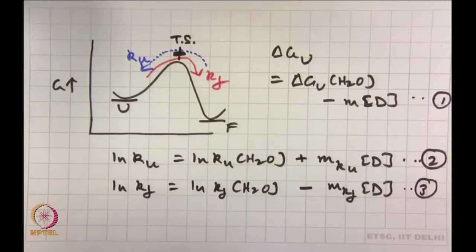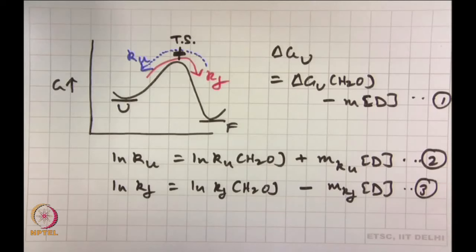Now, tell me, is this equation logical or not? The previous equation was: if I go to a higher concentration of denaturant, my unfolding rate constant increases. Remember, both mku and mkf are algebraically positive. Now, in the second case, what does it say? If I increase the concentration of denaturant, what happens to kf or ln kf? It decreases. Makes sense, right?